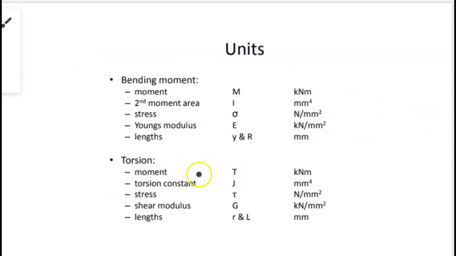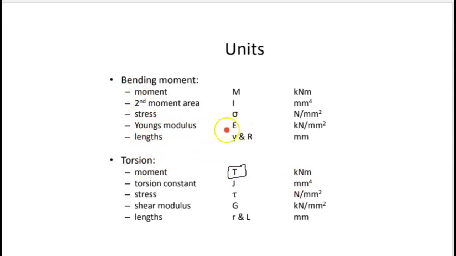Okay, the torsion, the torque is T. This is the torque. The torsion constant, you can call it torsion constant or second moment of inertia, J. Stress, this is the shear stress. Shear modulus is the G. The lengths, which are radius and the length, that's the unit we use. You can use meters as well, but because the dimension is not going to be very long, we prefer millimeters.